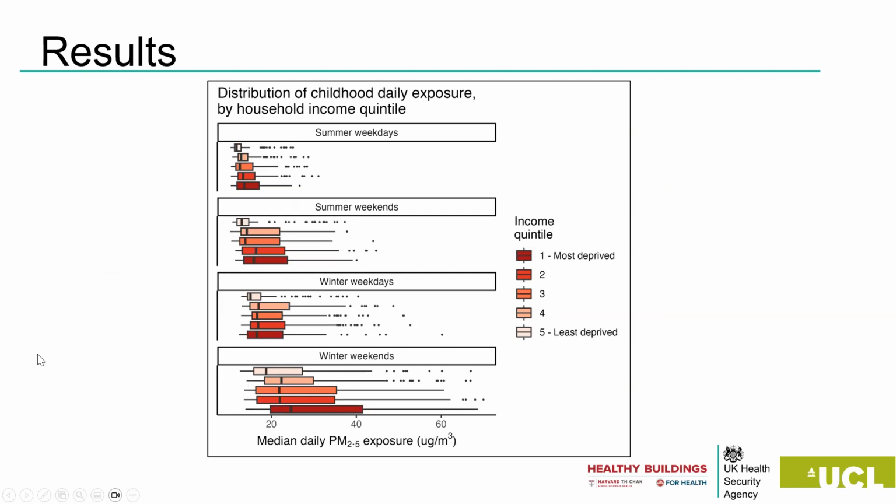This is probably a better figure. We looked at how children from the five different income groups, how their exposure varied. We generally found that children from lower income groups, the darkest red on the bottom bar chart on each of the figures, have the highest exposure, but it wasn't always linear. In general, school children in Greater London all had quite bad exposure, just less than 60% breached the 24-hour guideline limit set by the World Health Organization.